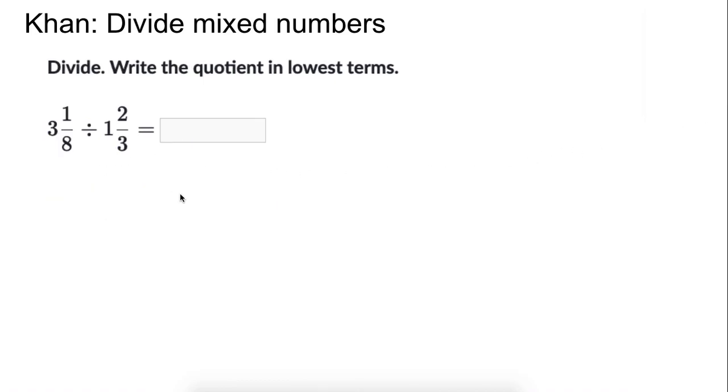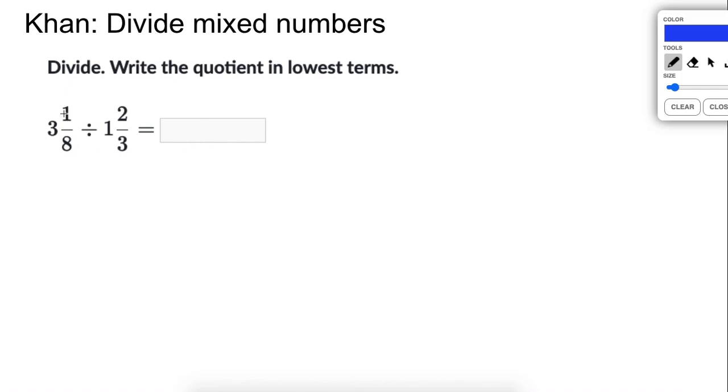Okay, the last one here, they are both mixed numbers, but we just do it the same way. We do it by, again, changing them both to fractions. So we got to multiply and add. So that would be 24, 25. So we end up with 25 eighths. And the denominator just stays the same always. Divided by 3 times 1 is 3, plus 2 is 5. So we end up with 5 thirds.